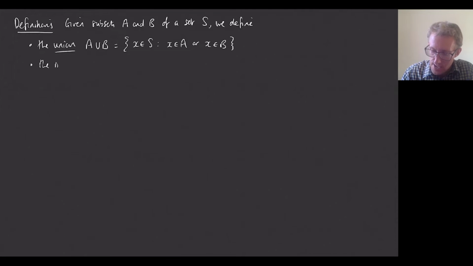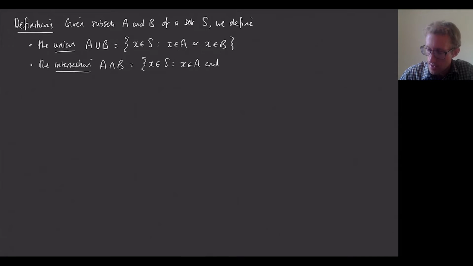We also have the intersection. That's A intersect B. That is the set of all x in S such that x is in A and x is in B. So in that example, that would be the set of all students studying maths in my college. So those are the students who can't get away from me.